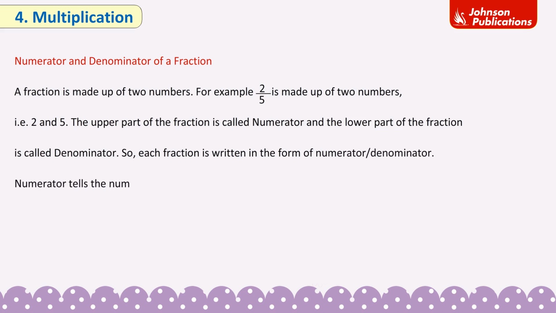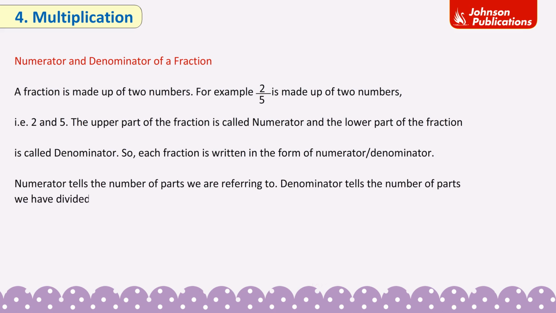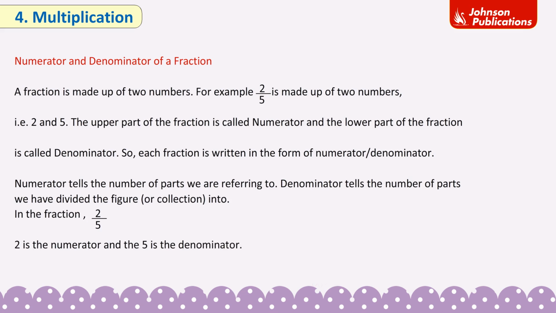Numerator tells the number of parts we are referring to. Denominator tells the number of parts we have divided the figure or collection into. In the fraction 2 upon 5, 2 is the numerator and 5 is the denominator.